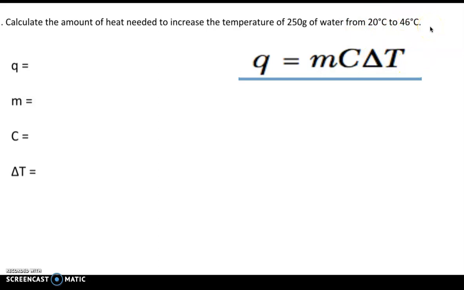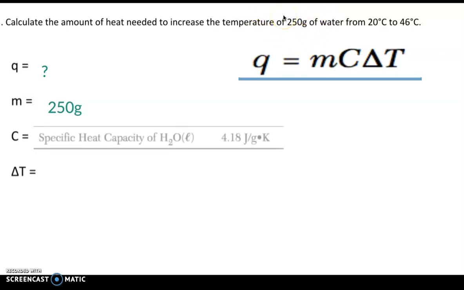Now, in answering questions like this, what I recommend is writing down all the values that you have and what you do not have. So with this question, we're looking for heat. So I'm going to say Q is equal to question mark. The mass is 250 grams, which is given in the question. C is a specific heat constant, and usually the questions that you're going to be dealing with are going to be for water. But if they ask you about the specific heat of iron, they're most likely going to give you that constant within the question. So the specific heat capacity of water in the liquid phase is 4.18 joules per gram per Kelvin. And make sure you take note of these units because they have to be consistent with all the other units in your equation.